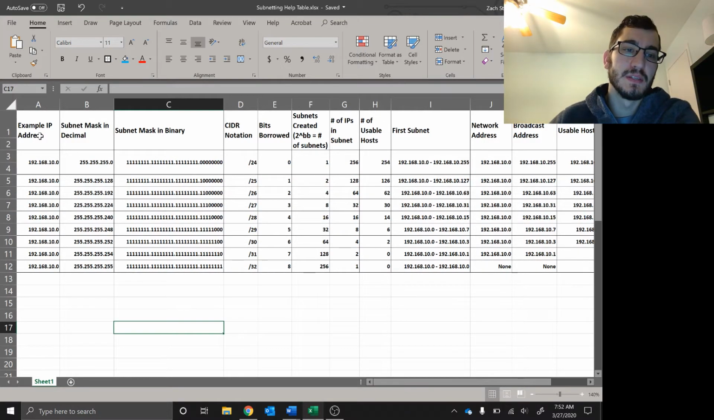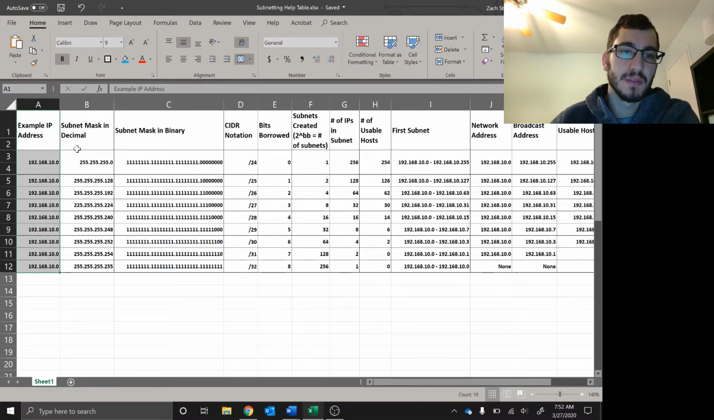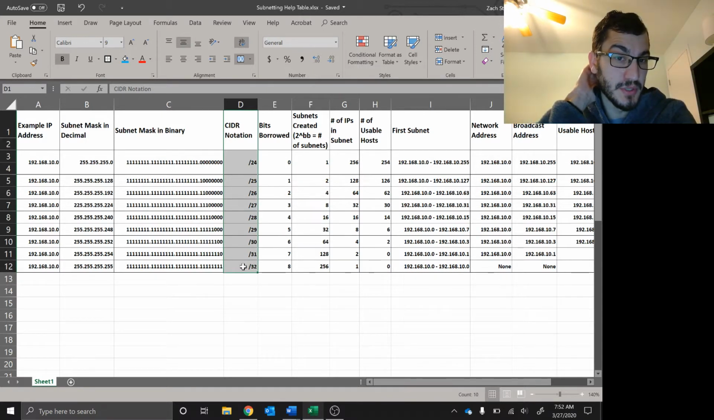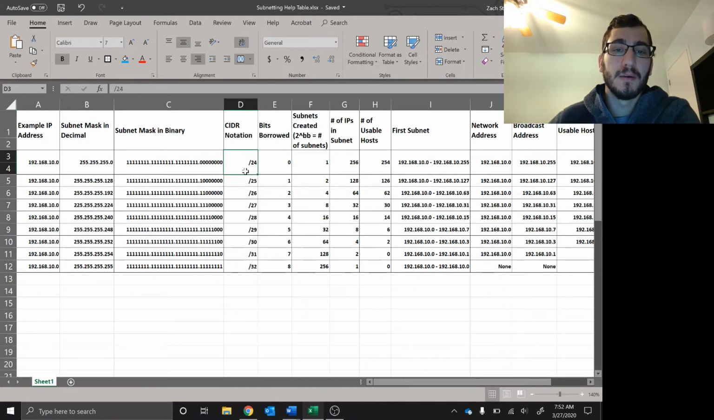So this is an example IP address. This is the subnet mask in decimal. This is the subnet mask in binary. This CIDR notation I'm going to teach you. It's actually super simple. It's the number of ones in the subnet mask in binary. So here we have an octet of all ones, octet of all ones, octet of all ones. That's 8 ones plus 8 ones plus 8 ones. That equals 24. That means it's this type of subnet mask.